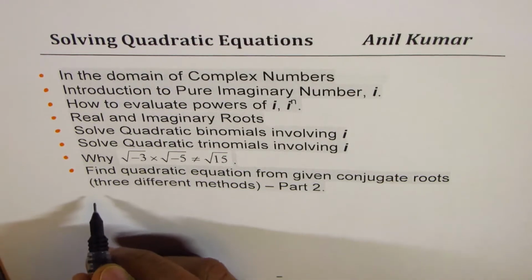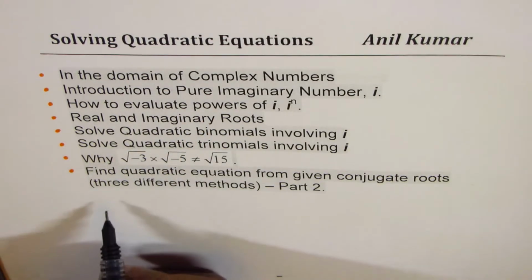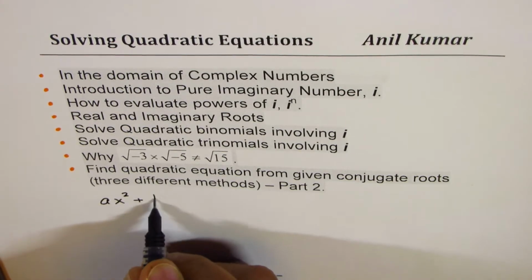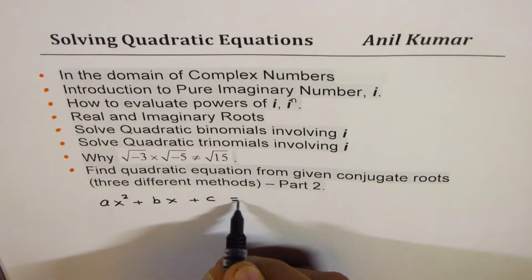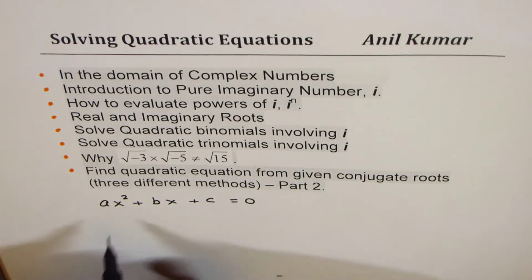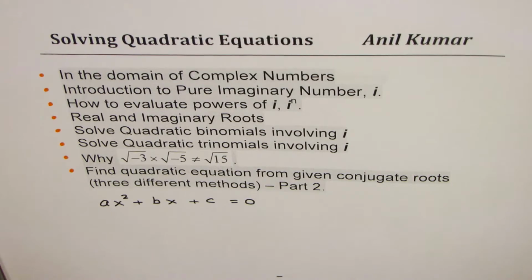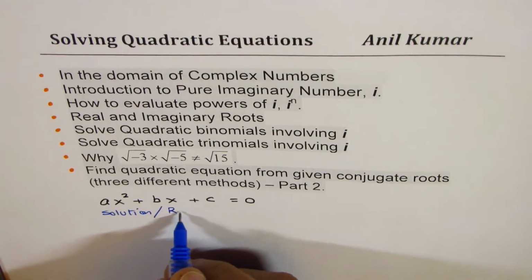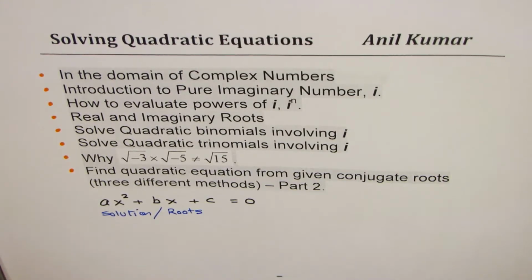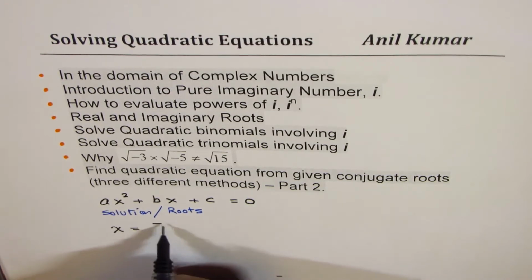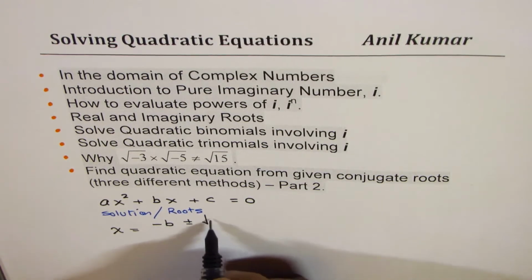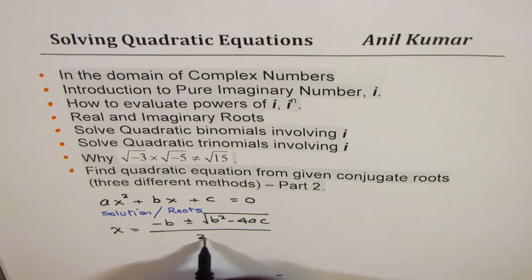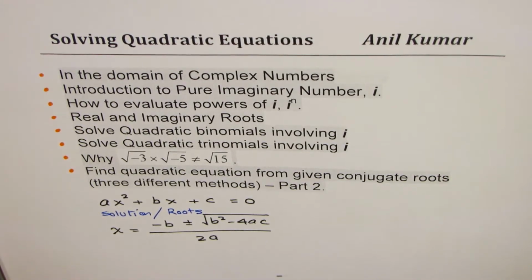So let's begin by understanding the complex part, how it comes into quadratic equations. So let me take a general equation ax squared plus bx plus c equals to 0. Now to find solution, that is to find roots, so when we say solution, then we are basically finding roots, right? We use this formula. x is equal to minus b plus minus square root of b square minus 4ac divided by 2a, right? So that's the formula we use.